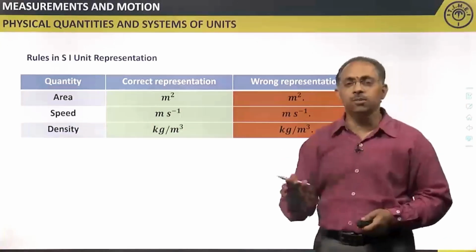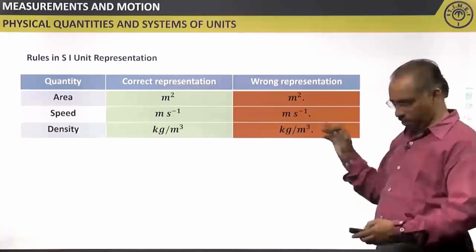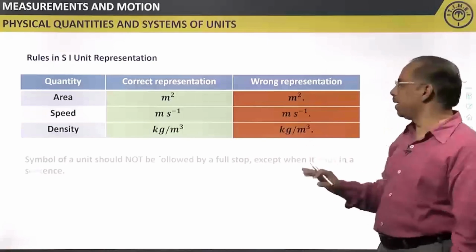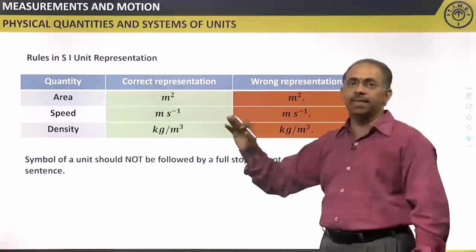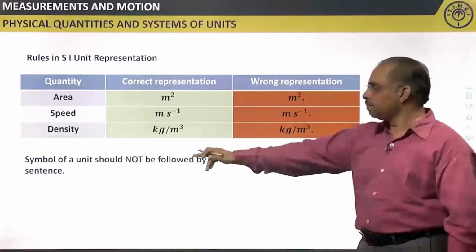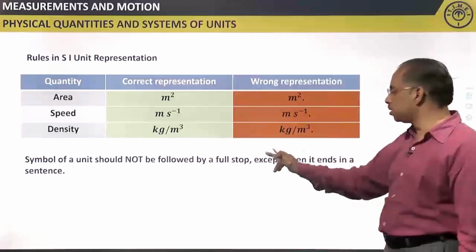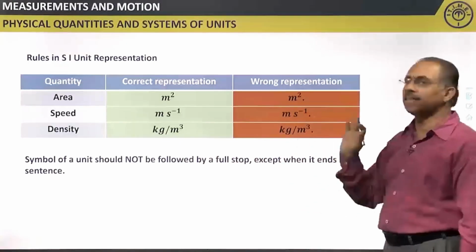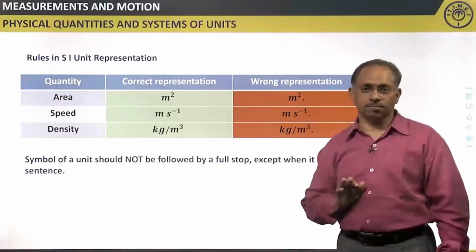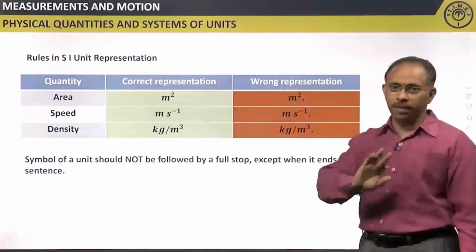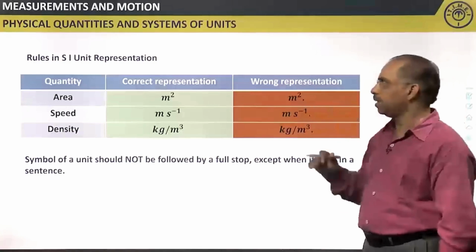Clear? So the rule says that we should not put the full stop at the end of the unit until and unless it is at the end of a sentence. The symbol of a unit should not be followed by a full stop except when it ends a sentence. That is the simplest rule. Is this rule clear? We will go to the next rule.